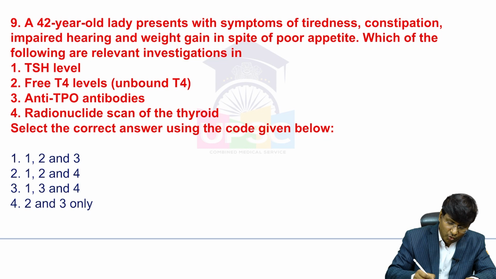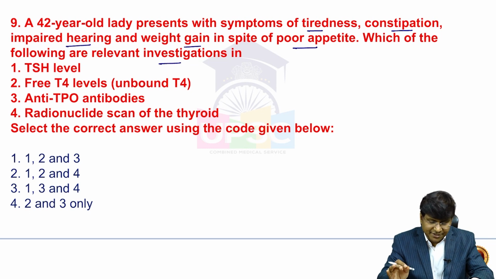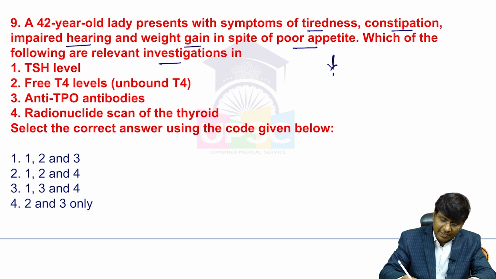Then followed by that, you see the evaluation of the thyroid. We have a 42-year-old lady presenting with symptoms of tiredness, constipation, impaired hearing and weight gain in spite of poor appetite. Which of the following are the relevant investigations? So tiredness, constipation, impaired hearing and weight gain in spite of poor appetite. All these points are suggestive of hypothyroidism.